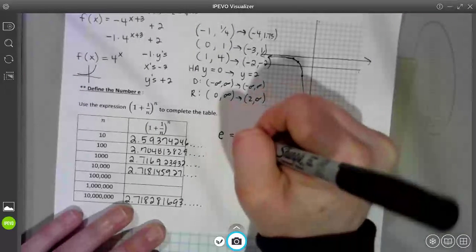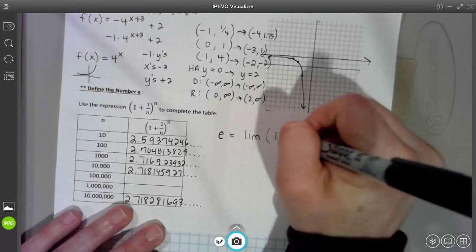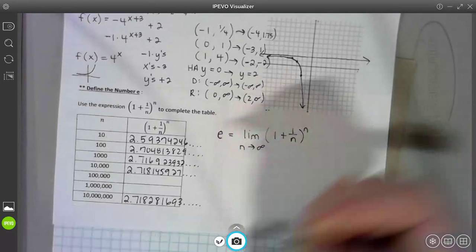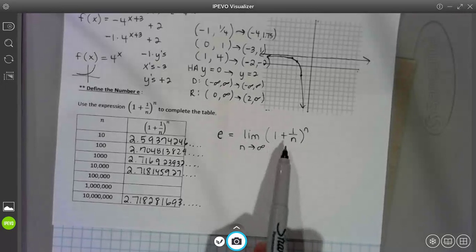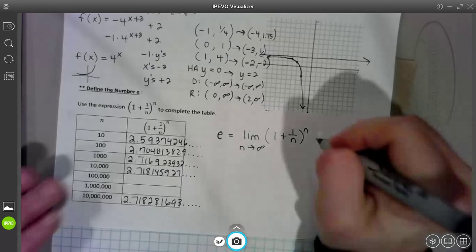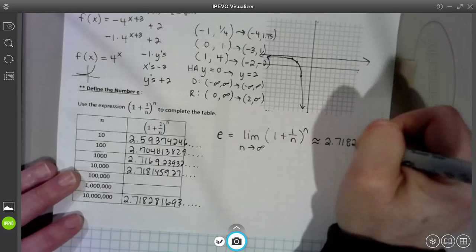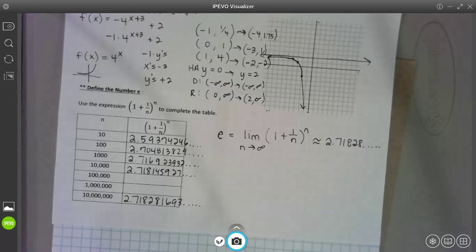So we are going to call the number E. E is equal to the limit of 1 plus 1 over n to the power of n as n goes to infinity. As n gets bigger and bigger, the number this expression is heading towards is E, which is approximately 2.71828, and so on. So it's a number, a fixed number. It's an irrational number, a decimal that never ends and never repeats.